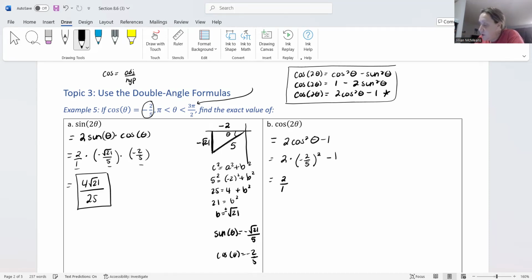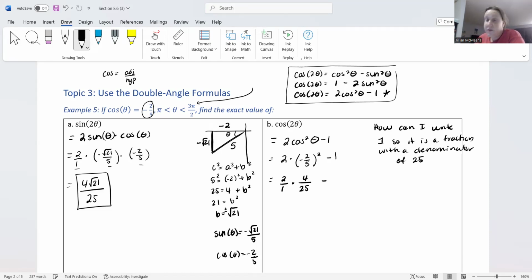Well, 2 I can write as 2 over 1 if you like that. Negative 2/5 squared, we want to square both pieces. Now remember, if you square a negative, it becomes positive. And then 2 squared is 4. 5 squared is 25. And then I need to subtract 1, but let's think about this. How can I write 1? So it is a fraction with a denominator of 25.